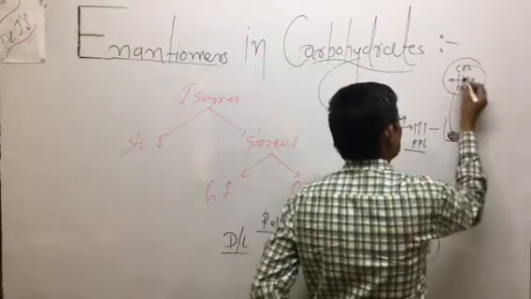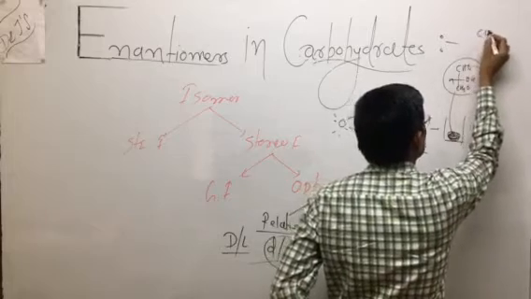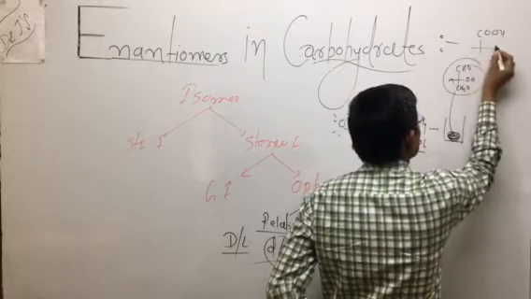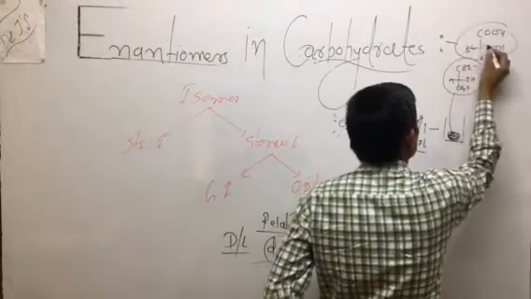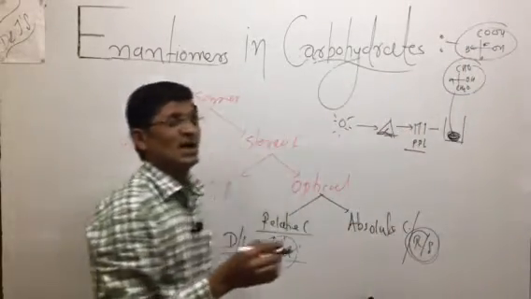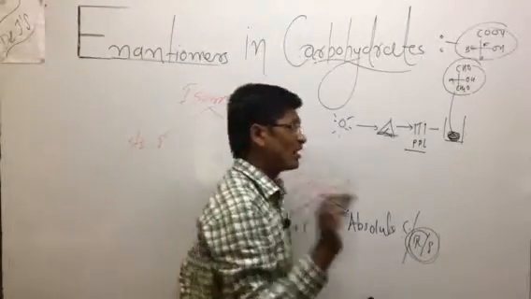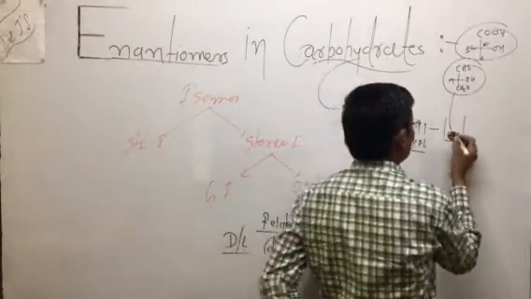So this glyceraldehyde has COOH, CH3OH, a hydrogen atom, and CH3. So this is lactic acid or glyceraldehyde. It has one chiral center, an asymmetric carbon atom. Then it will be obtained.